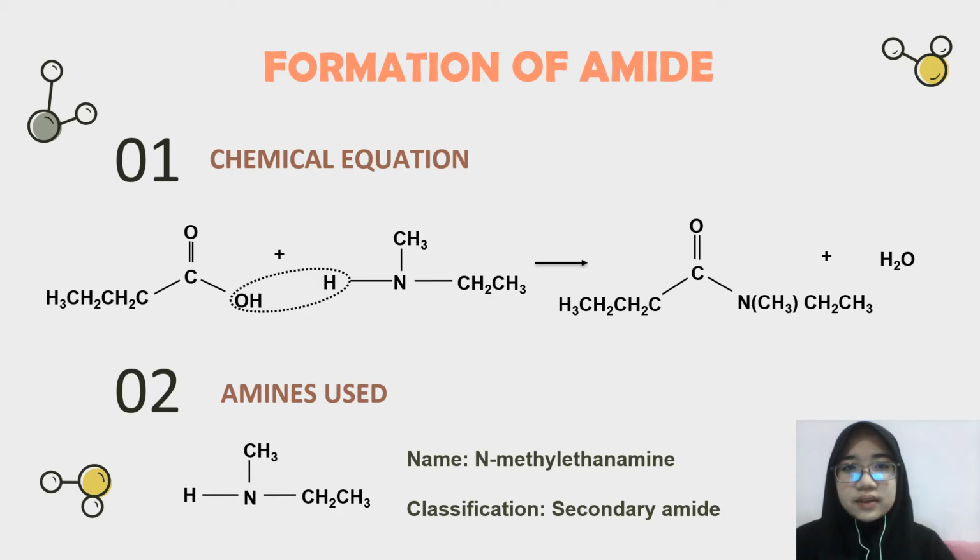So next is the formation of amide. First we look at the chemical equation. We have butanoic acid reacting with N-methylethanamine, producing N-ethyl-N-methylbutanamide, and the byproduct is water. The amine used for this reaction is N-methylethanamine, and the classification is secondary amide, and this is the structural formula of the amine used.